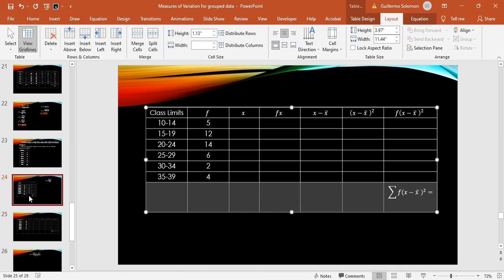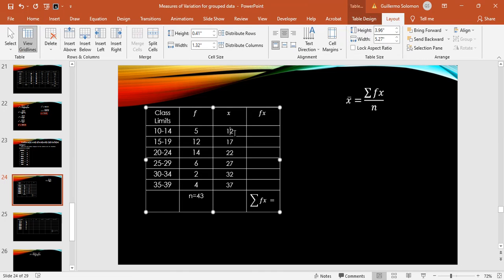Okay. So, now, nakuha na natin yung class midpoint. And now, let us now compute for the product of the frequency and the class mark, or the class midpoint. So, 5 times 12, mangyayari dyan, 60. Okay, 12 times 17, that is 204. So, 14 times 22, that is 308. Okay, 6 times 27, that is 162.